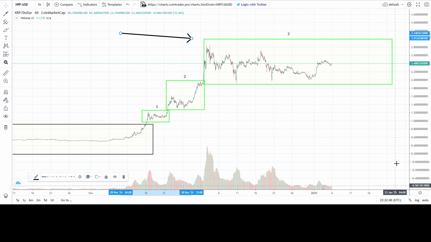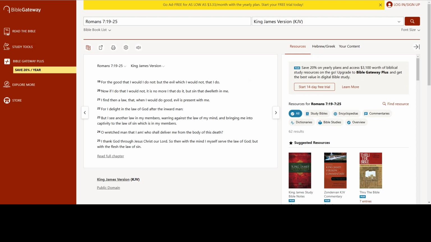You know, Paul in Romans 7, he talks about this inner conflict. He says, "For the good that I would, I do not, but the evil which I would not, that I do. Now, if I do that I would not, it is no more that I do it, but sin that dwelleth in me. I find then a law, that when I would do good, evil is present with me. For I delight in the law of God after the inward man. But I see another law in my members, warring against the law of my mind and bringing me into captivity to the law of sin, which is in my members."